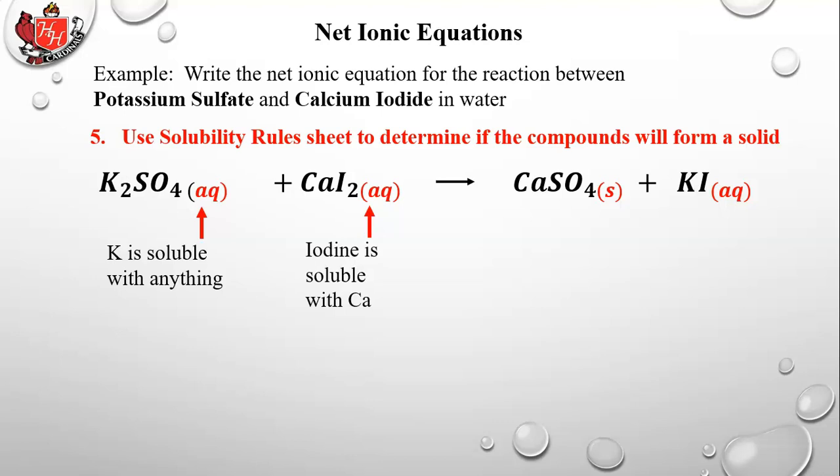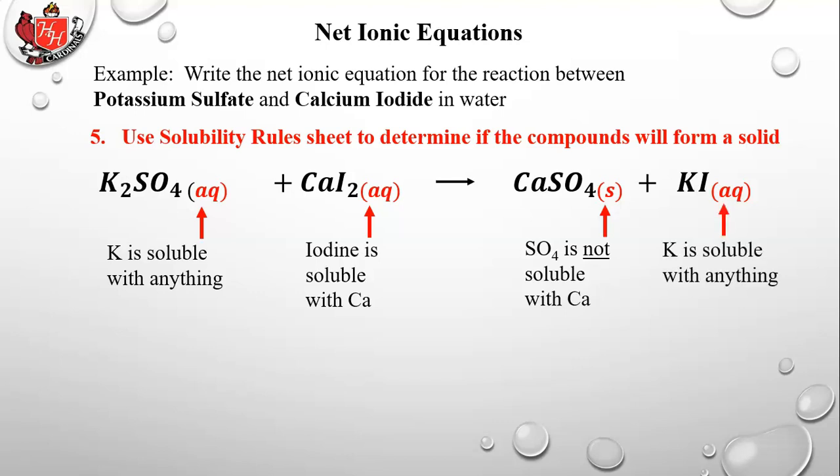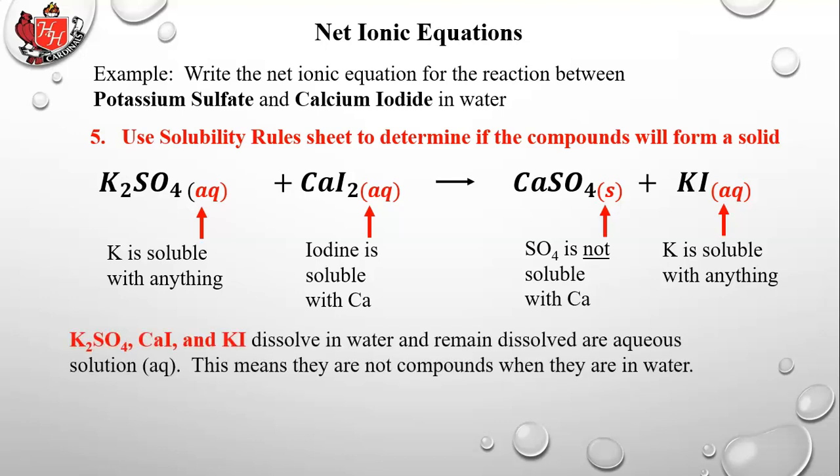Iodine is soluble with Ca. It's soluble with anything except 3 elements, and we said that Ca is not one of those 3, so it is soluble with calcium. CaSO4. SO4 is not soluble with calcium. Again, that comes from your solubility rules. And finally, again, potassium is soluble with anything. So K2SO4, CaI2, and KI dissolve in water and remain dissolved and are in aqueous solution.